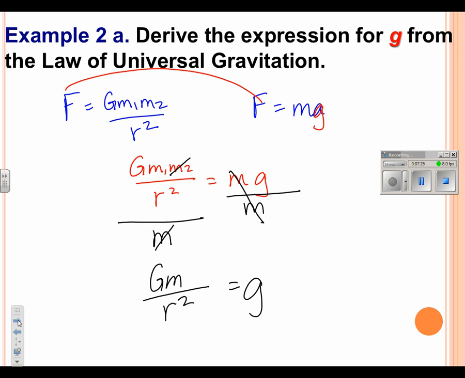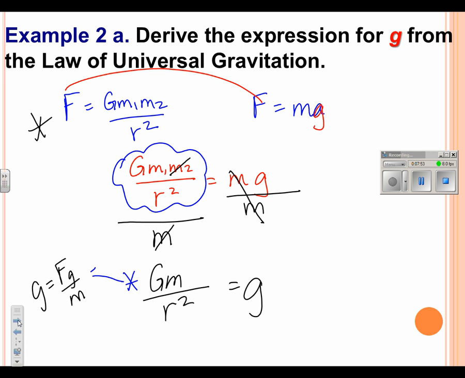If you look on your formula chart, right at the formula of universal gravitation, which is F equals G m1 m2 over r squared, you'll notice right below it that it says g equals F of G divided by m. Well, that's really what I just did, because this right here is my F of G, and I divided it by m. So I would recommend putting this formula next to that formula on your formula chart.